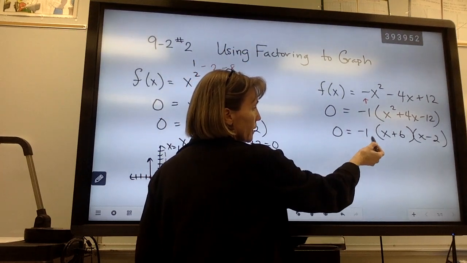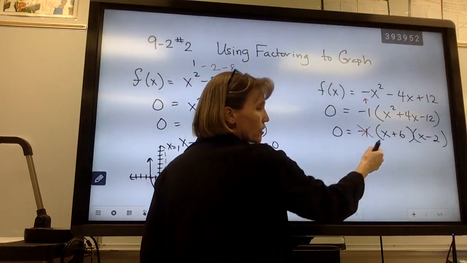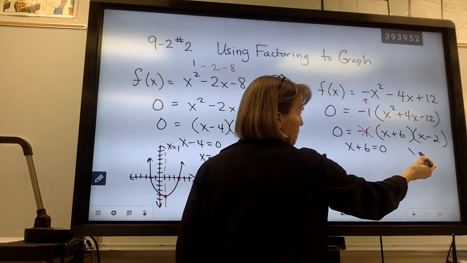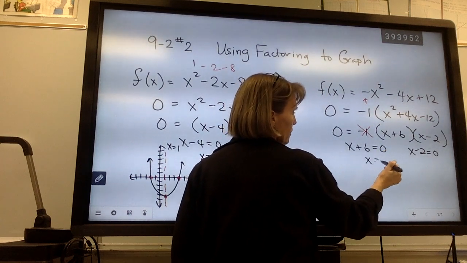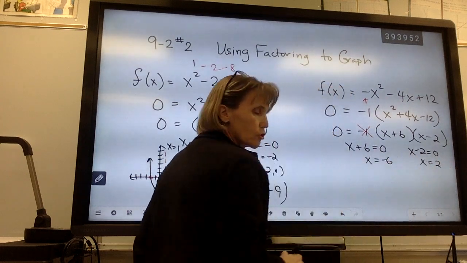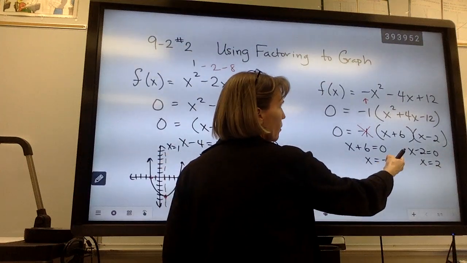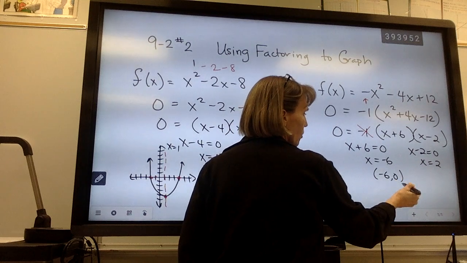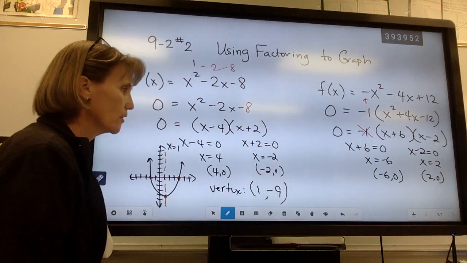Now, we saw this on the previous worksheet. When you take out a constant like this, you just drop that. We don't set that equal to 0. Only the things with variables do we set equal to 0. So here I would subtract 6 from both sides. Here I would add 2. So these would be my 2 solutions for that equation. And again, those solutions mean when I plug that number in for x, it's producing a 0. So negative 6, 0 is going to be the point on the graph, and 2, 0 would be the point on the graph.